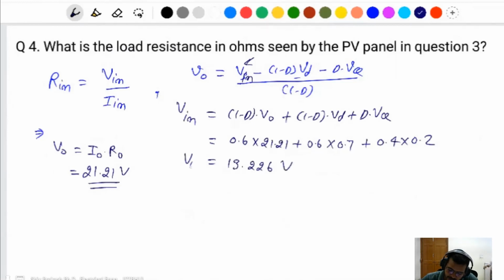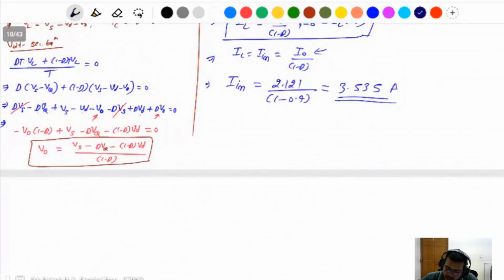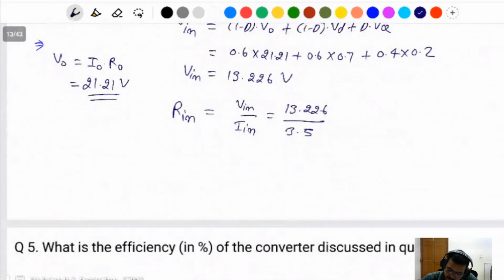6 is the input voltage. Then what is the input resistance? It's V in divided by I in. 13.226 divided by 3.535, I think, that is 3.74.